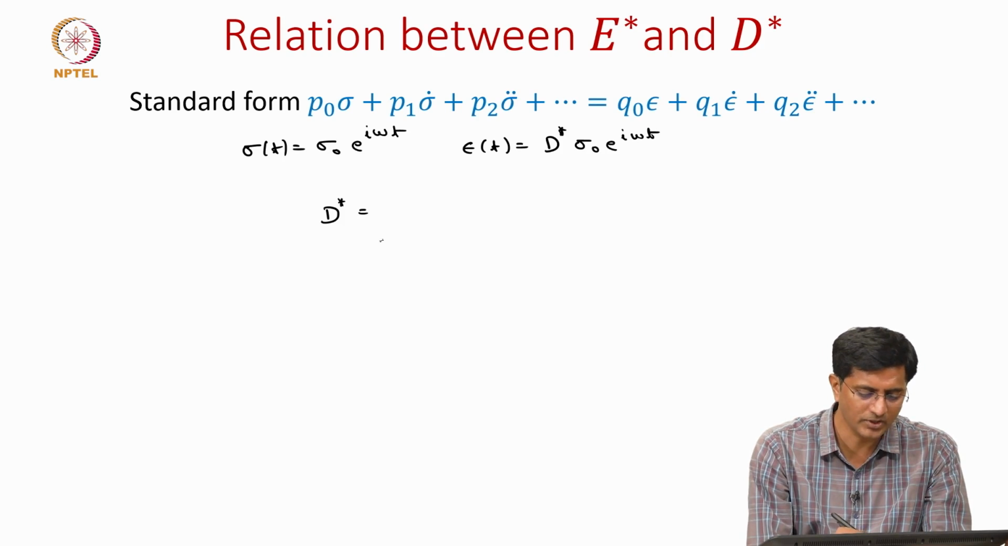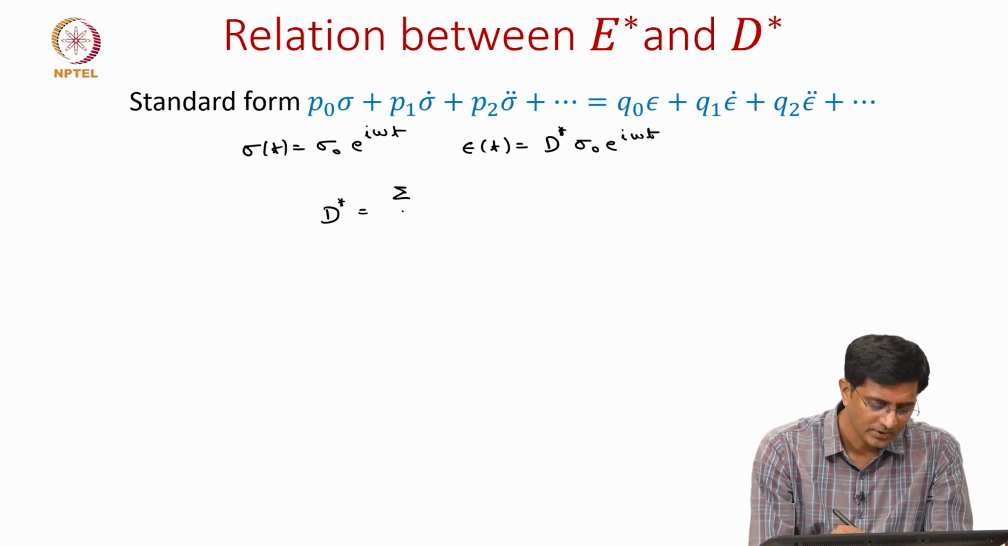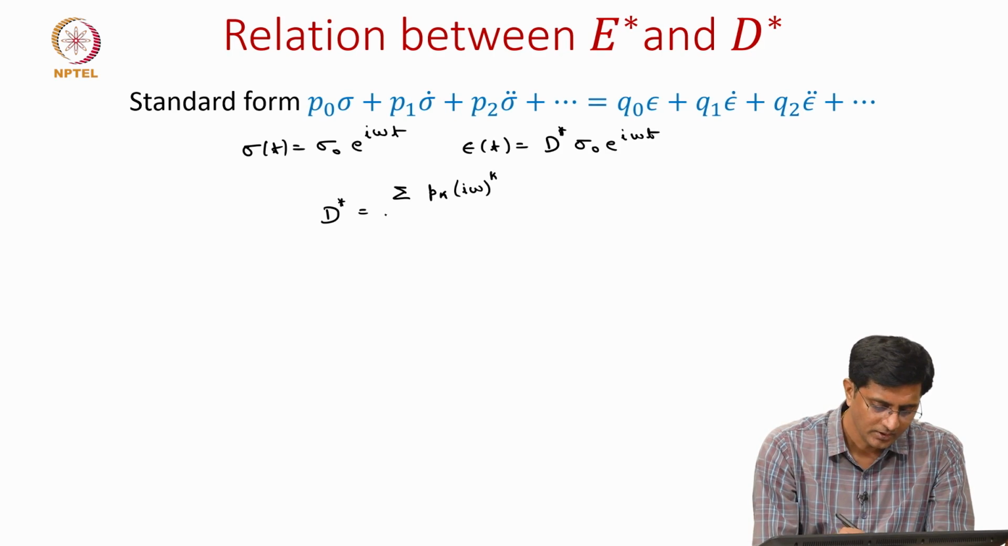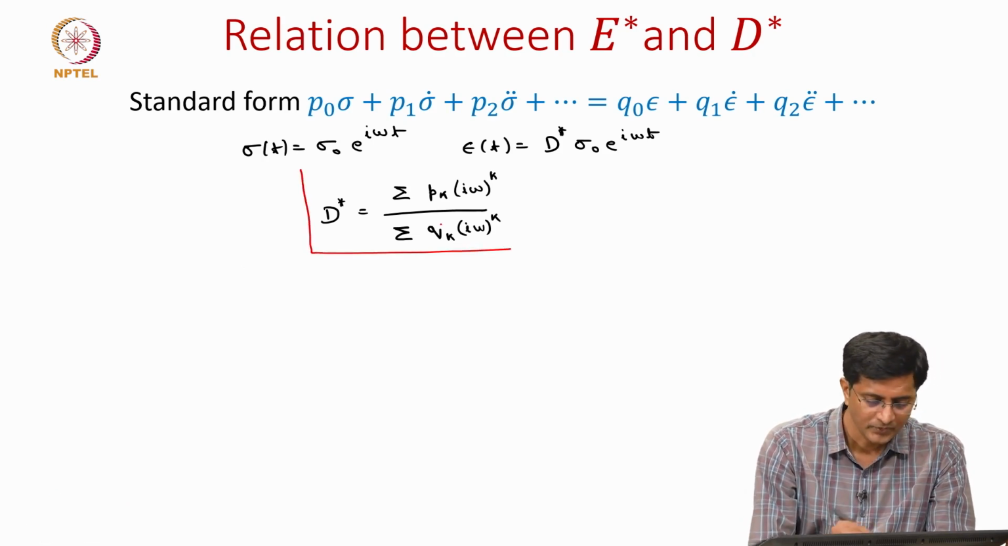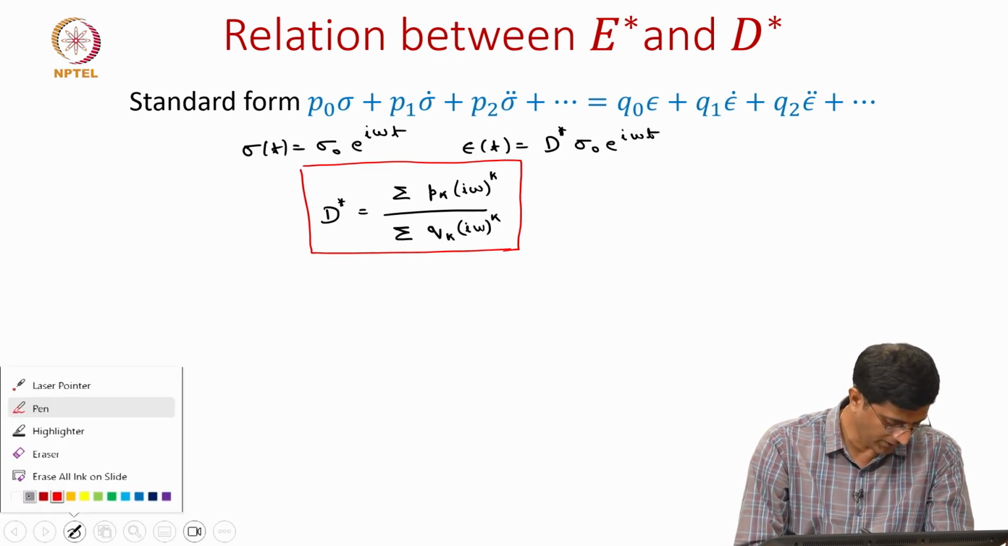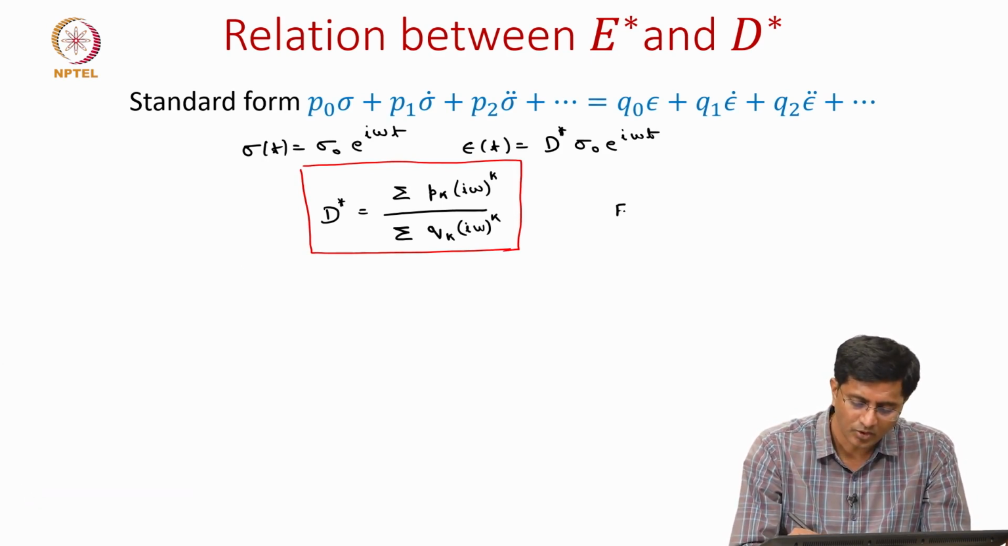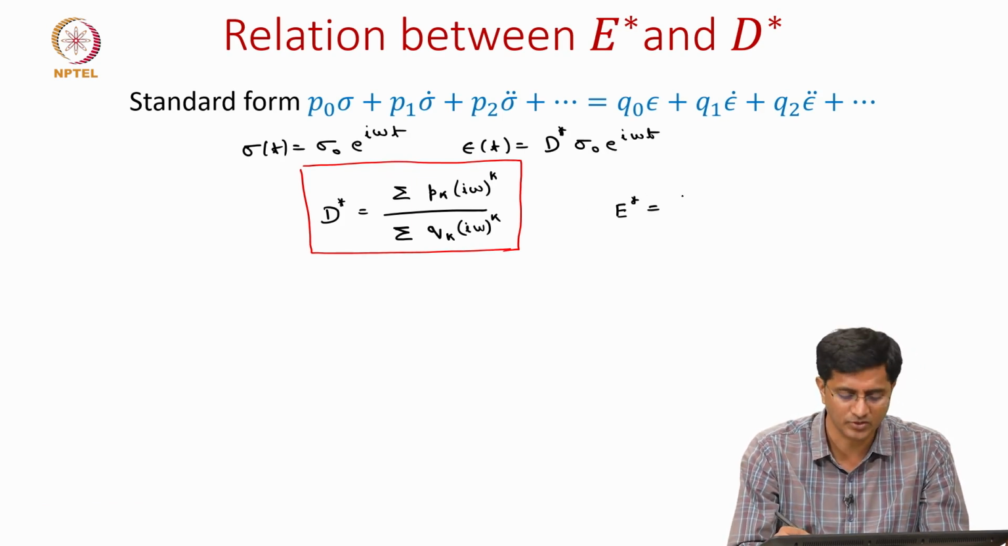So, here D star can be written as summation of Pk I omega power k and summation of Qk I omega power k. So, this will be the expression we get for the complex compliance, and we have already seen the expression we have for the complex modulus, which we will notice is just a reciprocal to the complex compliance.